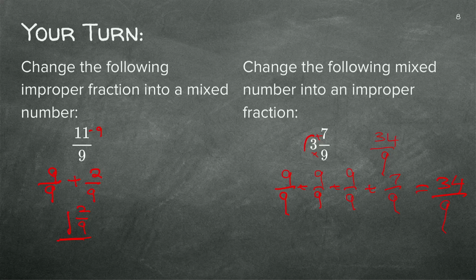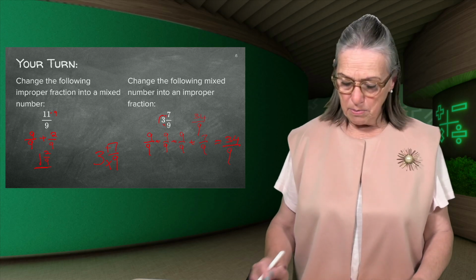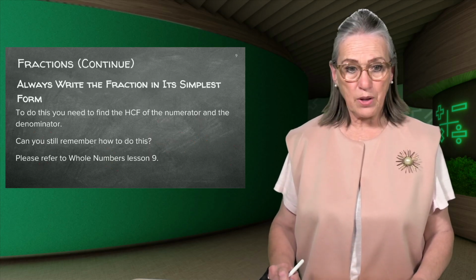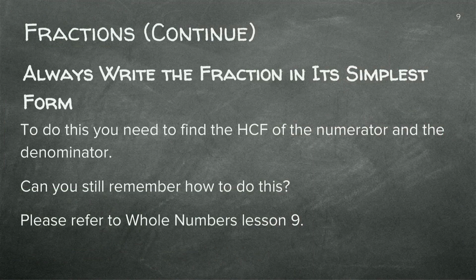So if it's 3, I'm just going to do it again. It's 3 times 9 plus 7. It's easier then to change the mixed number into an improper fraction. Okay. Then remember, always write the fraction in its simplest form.